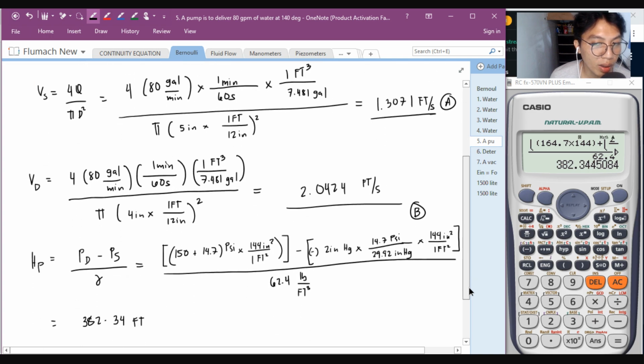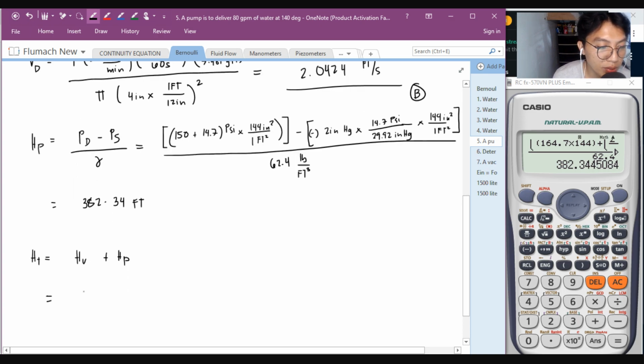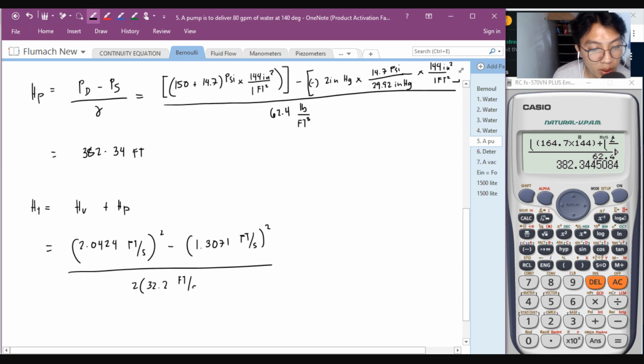Meron ka pang velocity. So, head total is velocity head plus pressure head. Velocity muna, 2.0424 feet per second, square the value, minus 1.3071 feet per second, square the value, divided by 2 times 32.2 feet per second squared. Minsan, pwede mong gamit 32.174. Okay lang yun. Plus yung value na kuha natin na pressure head, 382.34 feet. What will be the answer?